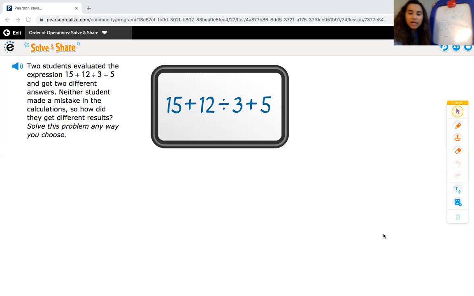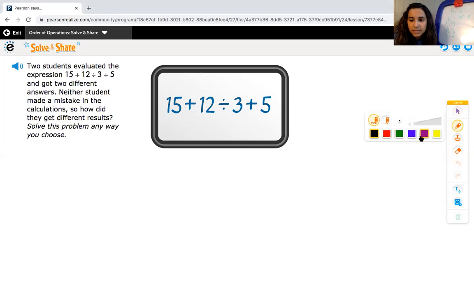All right. So let's try it on our Solve and Share here. So you see our expression. It says 15 plus 12 divided by 3 plus 5. So I'm going to get my pencil. Let's use purple. Okay. So when I look here, and I'm looking at my order of operations, what comes first? Well, PEMDAS, P stands for parentheses. Do you guys see parentheses in this expression? Nope, no parentheses. Okay, what operation is next? E is for what again? That's right, exponents. Do you see any exponents here?